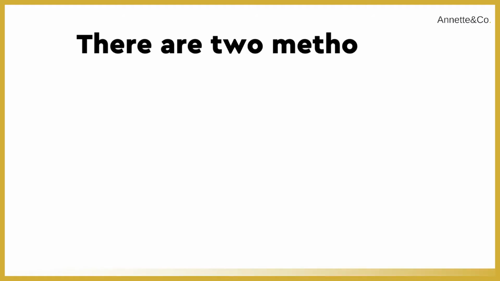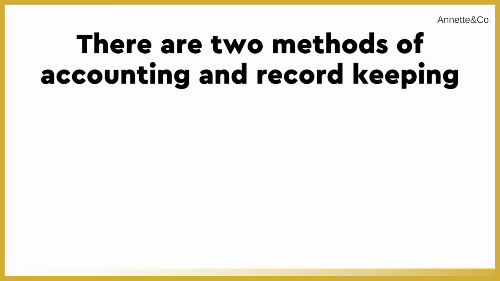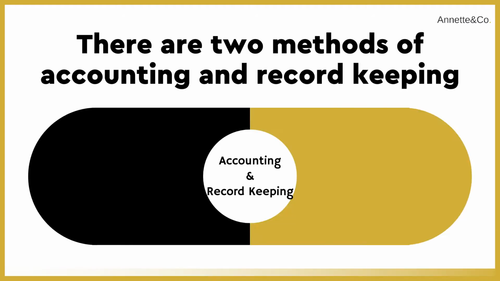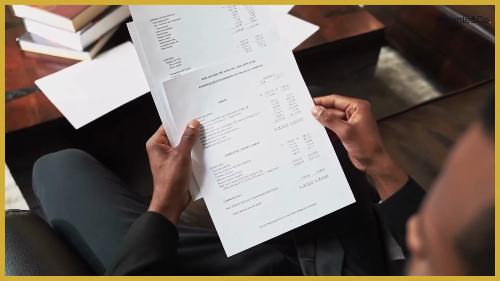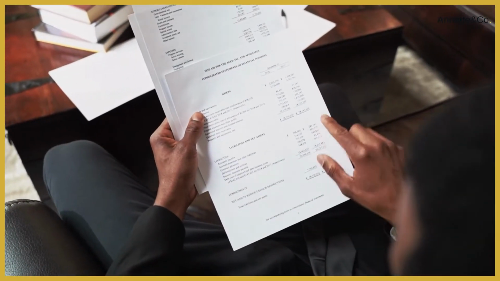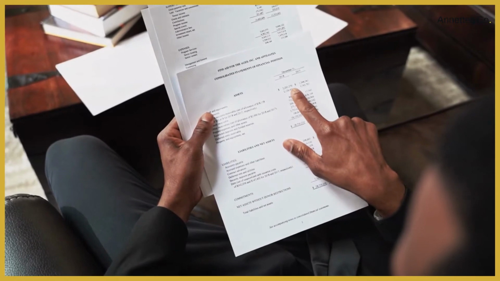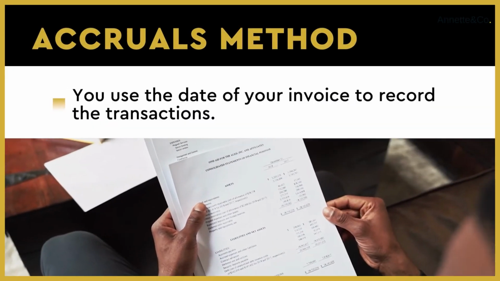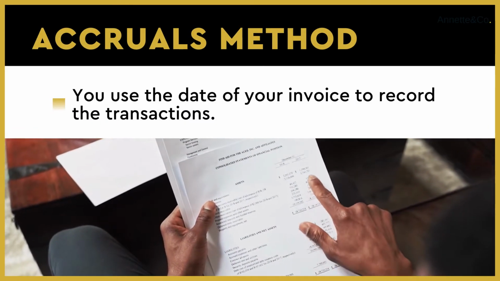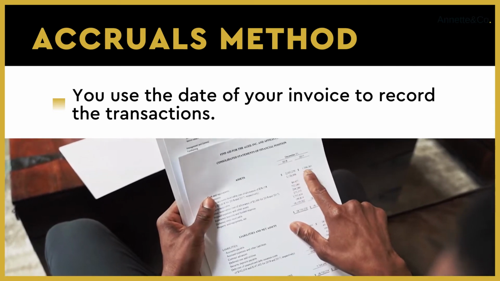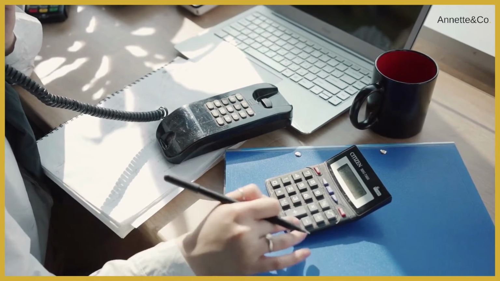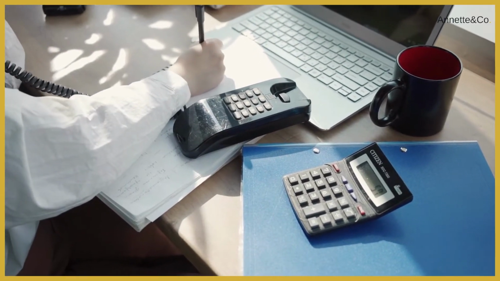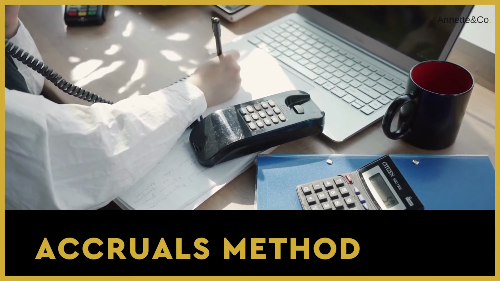To start with, there are two methods of accounting and record keeping. One is called the accruals method and the other is called the cash basis. If you are recording your income and expenditure on an accruals basis, what that means is that you use the date of your invoice to record the transactions, either your sales invoices that you are issuing or the invoices you receive from your suppliers. That is accrual accounting.